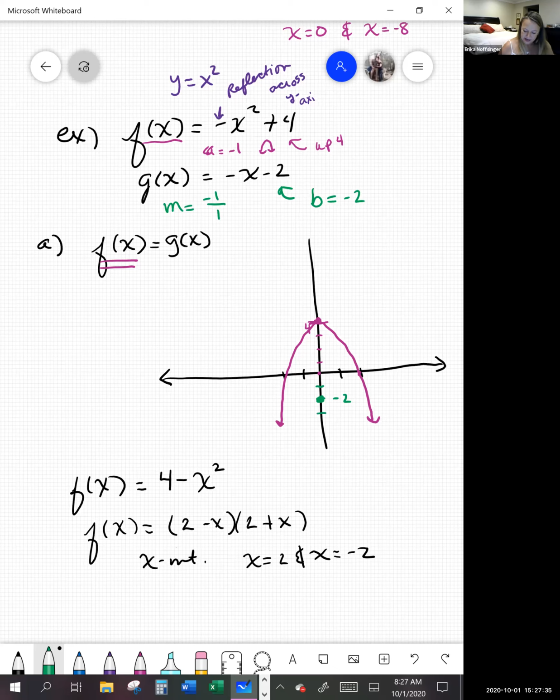So if I go down 1, I'd run over 1, go up 1, run over 1, up 1, run over 1. So it looks like this is going to intersect right at 2 different spots, and we need to figure out what those values are.